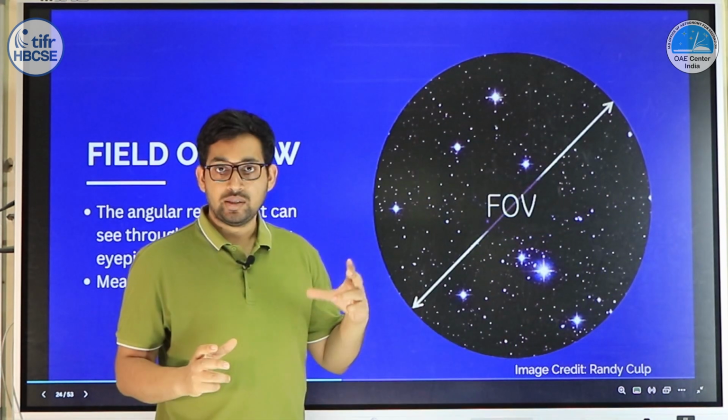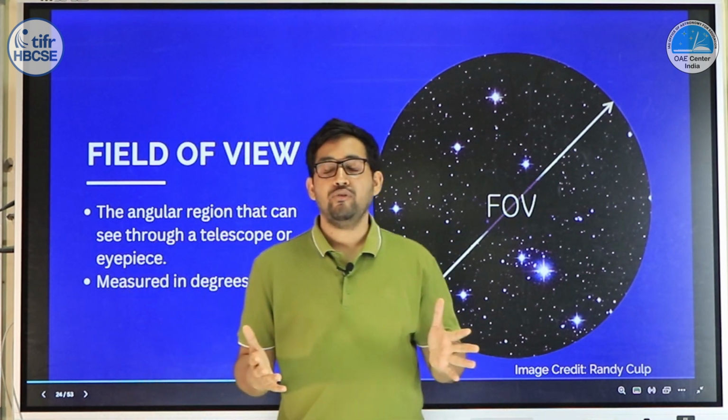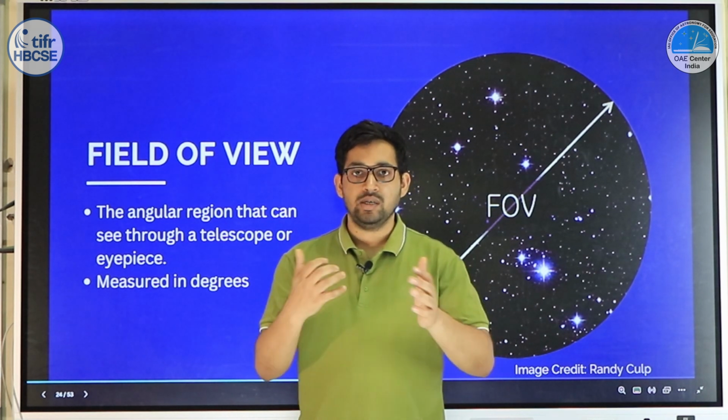Right. One more thing that gets affected by magnification is something called field of view. Now, field of view is the angular region that a telescope or binoculars are seeing.